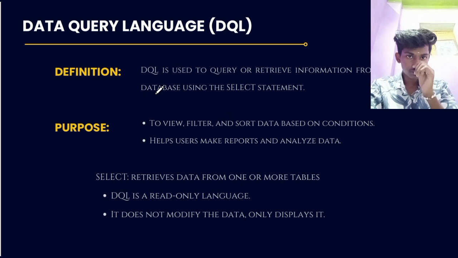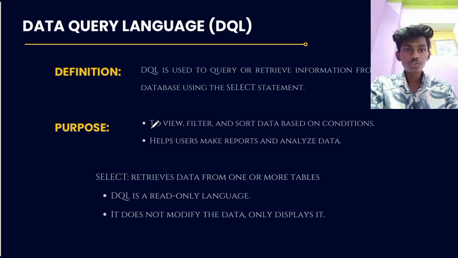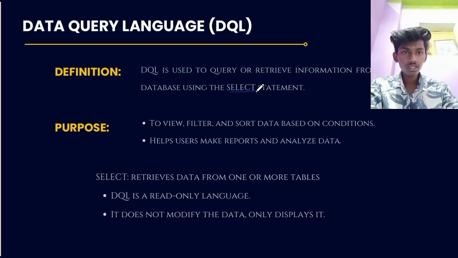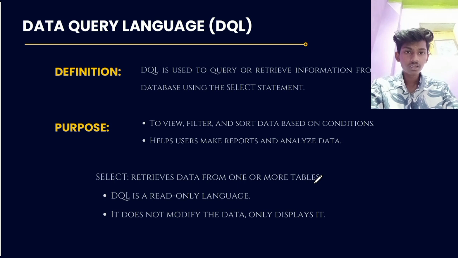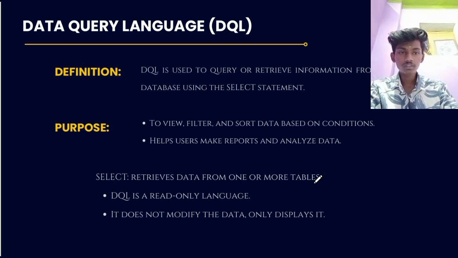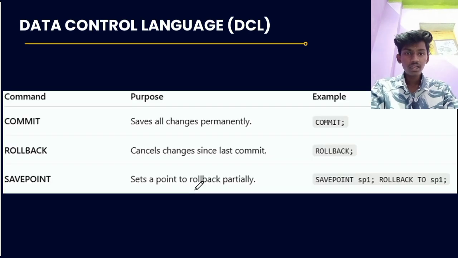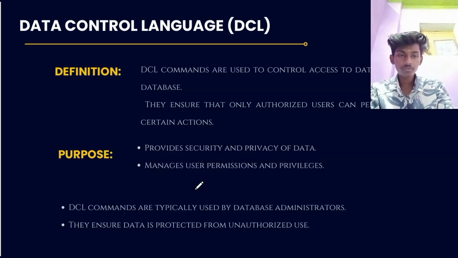Data query language is used to retrieve or query data from the database. The command of DQL is select. Select is used to view and analyze the stored data, applying filters, sorting and conditions. Select is used to fetch records from one or more tables. Syntax: select column 1, column 2 from table name where condition. DQL is read only. It does not modify the data.